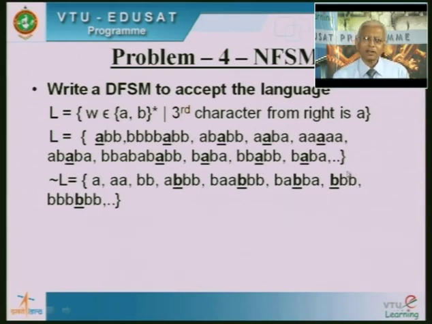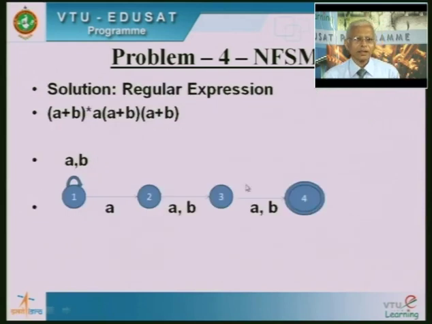This will be again another difficult problem. So, how to write for this will be like this. Regular expressions: if you are looking at any combination of A and B star, then the third character from the right is A. Then the second character from the right can be A or B. The last character from the right can be A or B.